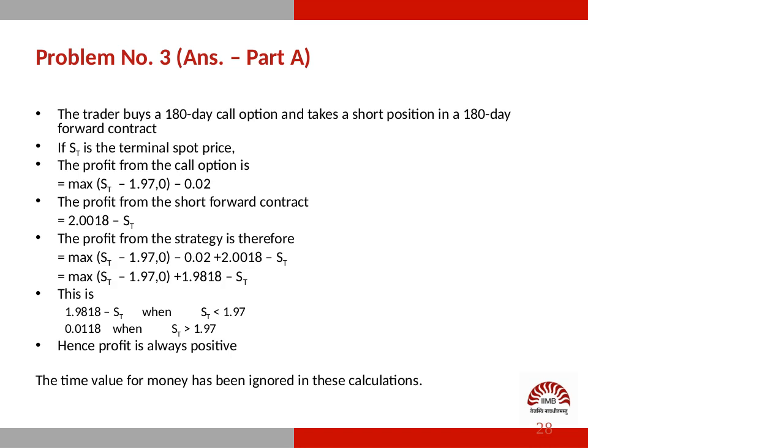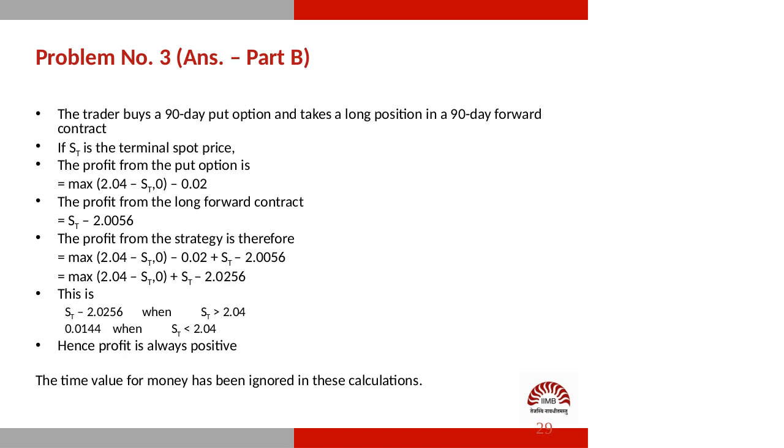So when the price is less than 1.97, your profit is 1.9818 minus ST. When it is greater than 1.97, you will buy it at 1.97, but you also have 1.98. So essentially it becomes nothing but the difference of the two, which is 0.000118. So irrespective of what happens, you always get a positive outcome. You get a profit, and therefore this shows that it is always positive, and therefore it is an arbitrage possibility.